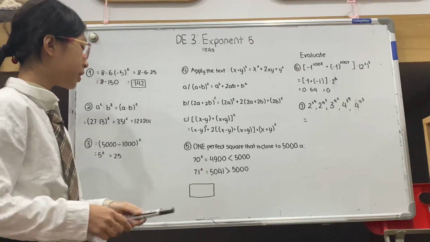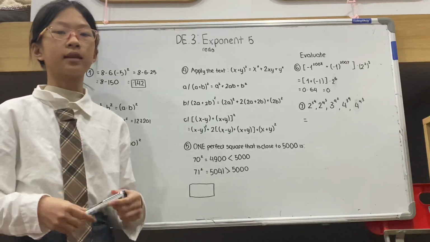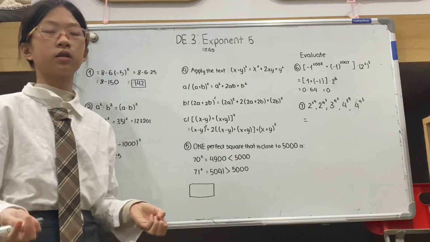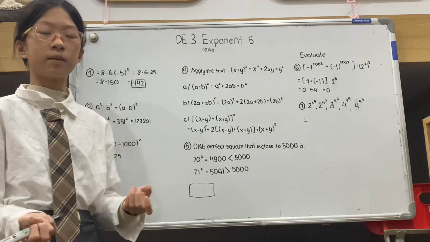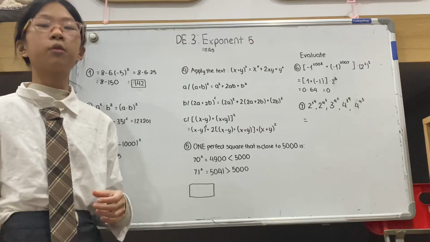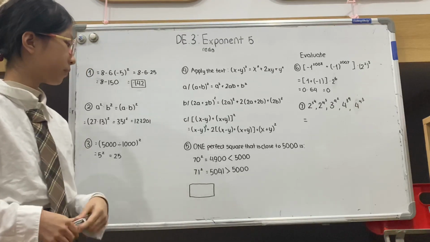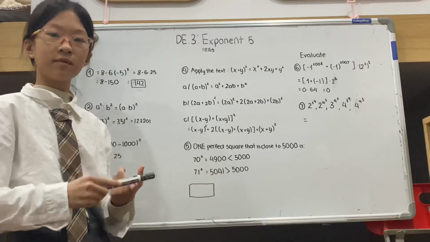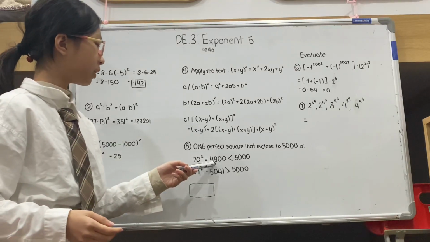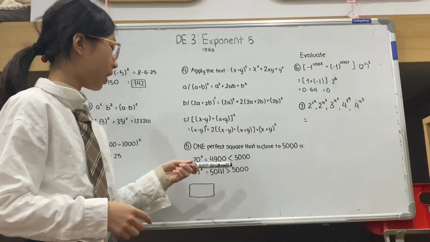The second option is 71 squared. So I want to tell you to remember that you want to find a number that is close to the number you have, and the closest number should be less than the number that you have got. So right now I got 70 squared. 70 squared means 70 times 70, double 70, which means 4,900. It's less than 5,000.